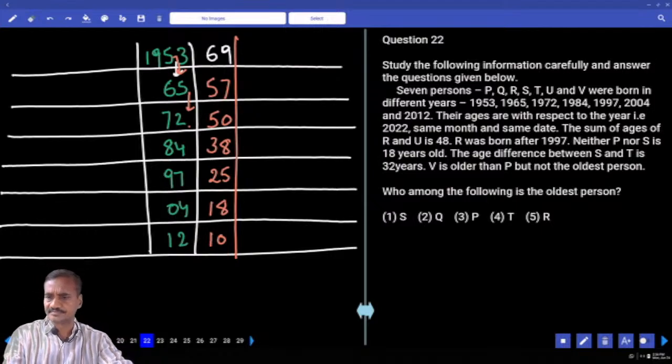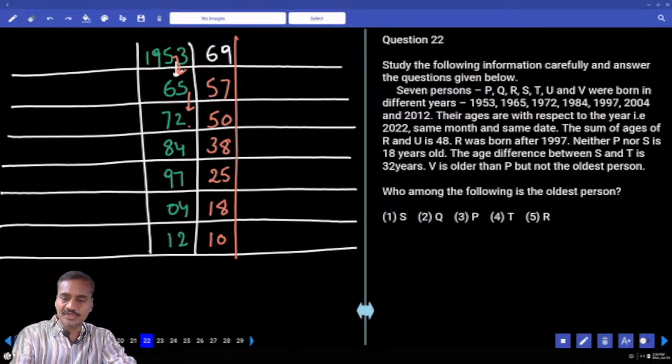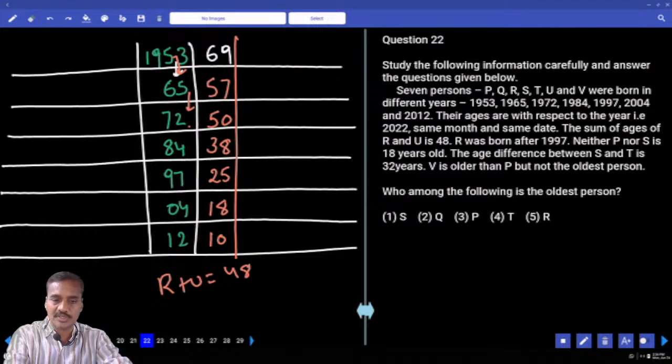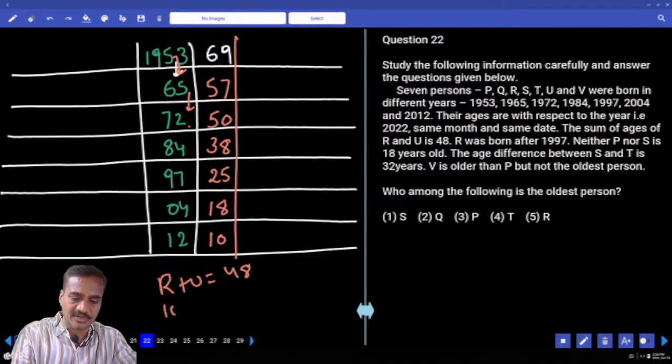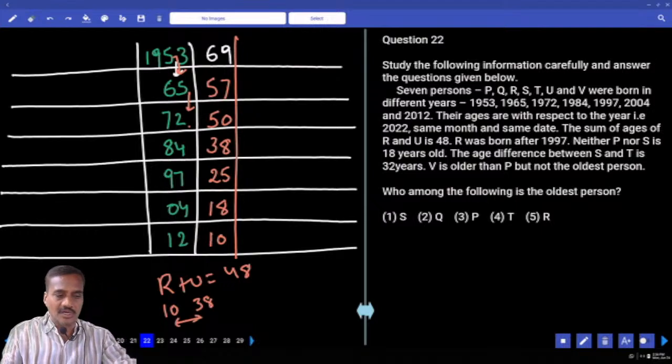Then the age of R and U is how much? R plus U is 48. Then tell me what are the different possibilities we have for this. 10 plus 38 is 48, and 18 plus another 30 should be there. Is it there? No. And 25 plus 13, and 38 plus 10. That is 10 and 38 in any order. 10 or 38 in any order. Now this R and U.